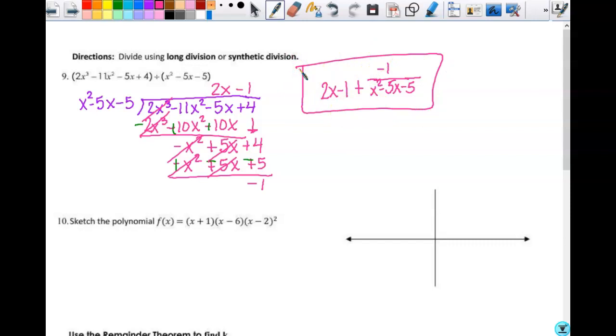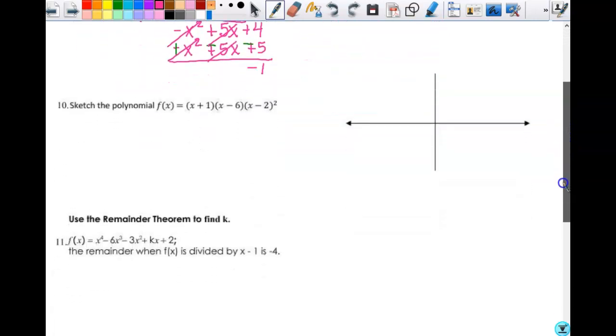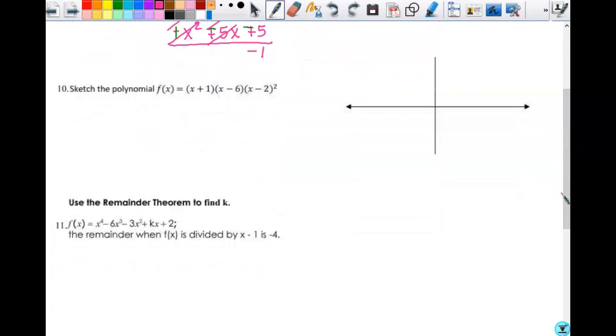All right, on number 10, we are sketching this polynomial. So some things I have to know to sketch it. I have to know what the end behavior looks like. So that means I have to be concerned with the degree. So this is squared, so it'll be 2, 3, 4. So it's an even degree, positive leading coefficient. So here's my end behavior.